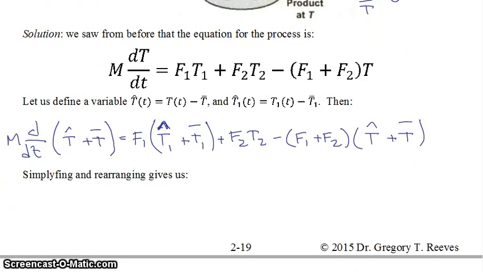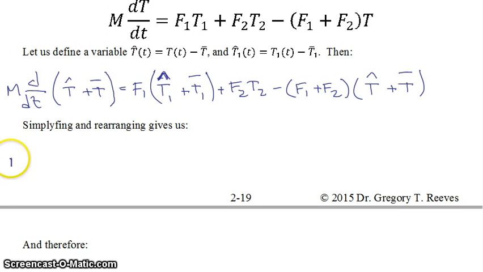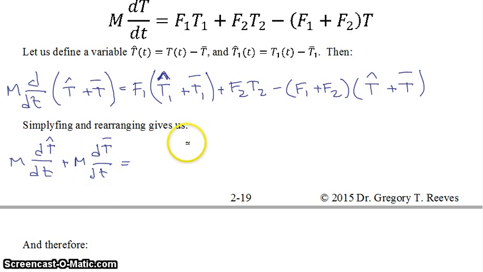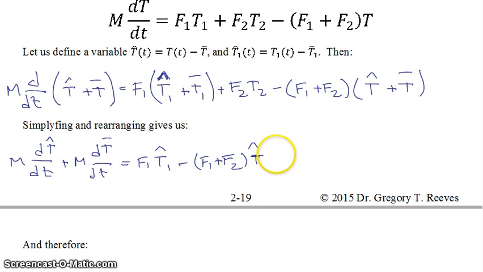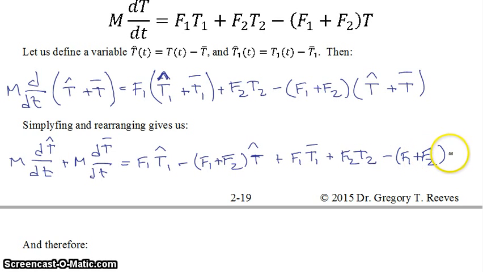Okay, so if we simplify this and rearrange, what we get is mass M times the time derivative of T hat, plus mass times the time derivative of T bar, is equal to F1 T1 hat, minus the sum F1 plus F2 times T hat. So I'm collecting the hat variables here, and then I'm going to put all the bar variables next, so plus F1 T1 bar plus F2 T2. Now that one doesn't have a bar, but it doesn't change in time either, so it's just some constant T2, minus F1 plus F2 times T bar.